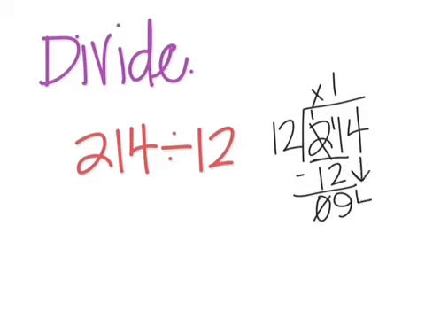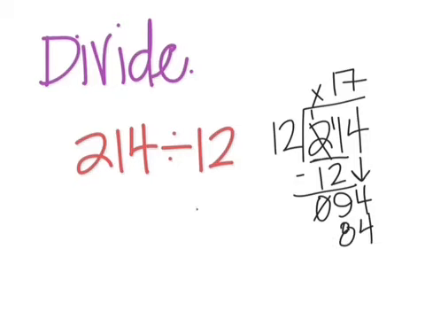I bring down the 4. Well, now I need to decide how many times can 12 go into 94. Well, if you don't know your 12s very well, that's okay. Page 133 in your planner is a really good tool for you to use. But I know that 12 can go into 94. 8 times would be 96, so that's too much. So it's going to have to be 7 times, which is 84.